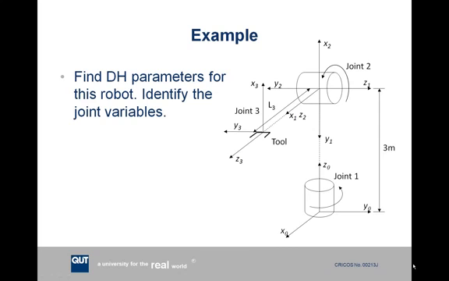To assign the x1 axis, which is located at joint 2, we need to note that the Z0 and Z1 axes intersect, and that x1 has to be perpendicular to both of these axes. The direction, whether we put it into the page or out of the page, is arbitrary. In this case, we've put it out of the page, and then using the right-handed rule, we can work out that the y1 axis must be pointing downwards.